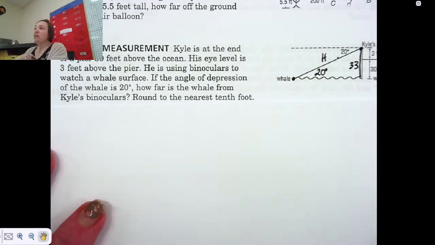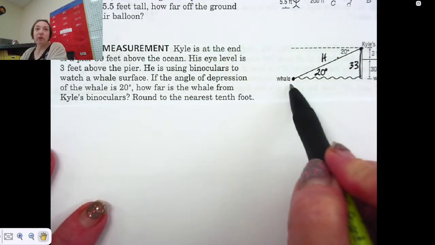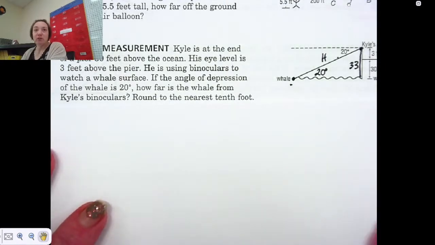By the way, I'm super disappointed they didn't draw an actual whale here. I think that just would have made the picture, but they didn't.